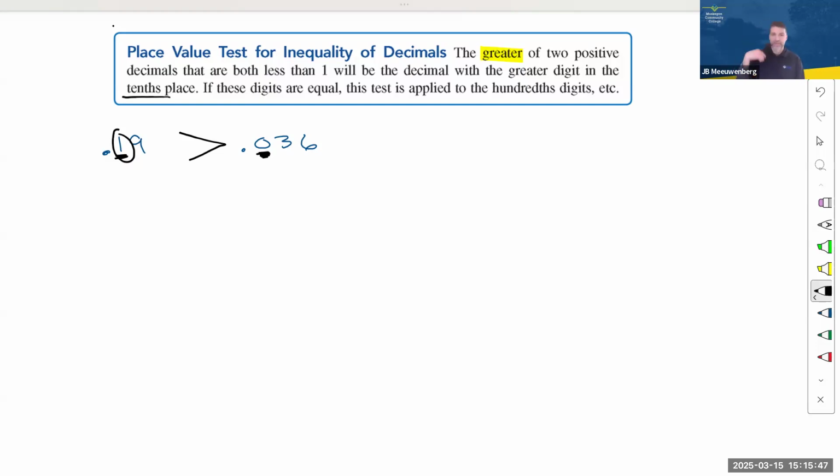So now what I want you to do is take that thinking, and I'm going to give you 4 numbers, and your job is to put them in order from, we're going to go from least to greatest. So I'm going to do 0.19, 0.036, 0.195, and 0.2. So take a moment and see if you can arrange those numbers in order from least to greatest.